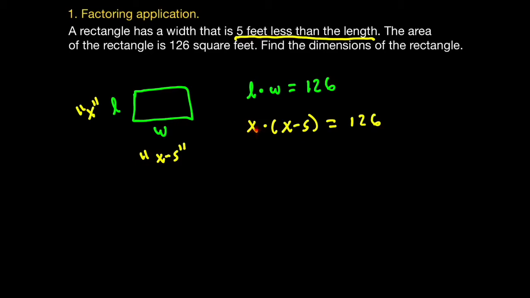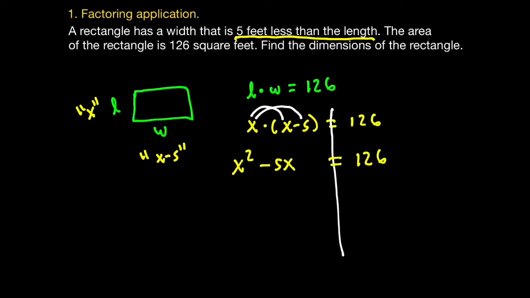I need to solve for x, so I'll solve this equation. I'll begin by drawing a border to distinguish the left-hand side from the right-hand side. On the left, I can distribute this x. So I'll get x times x, that's x squared. And I'll get x times negative 5. That's going to give me a negative 5x. This is going to equal 126.